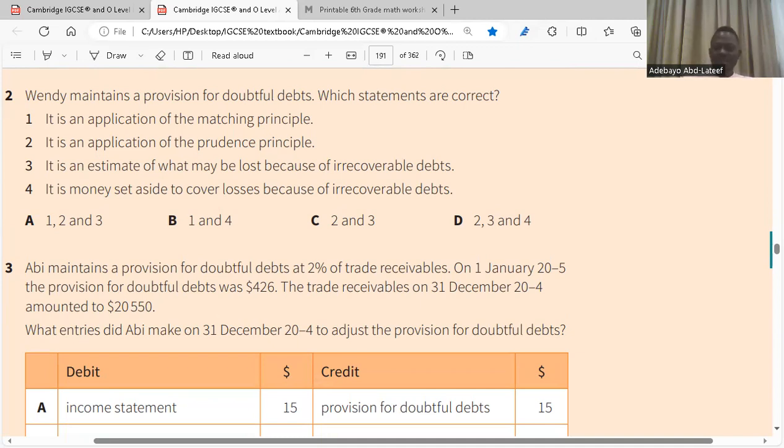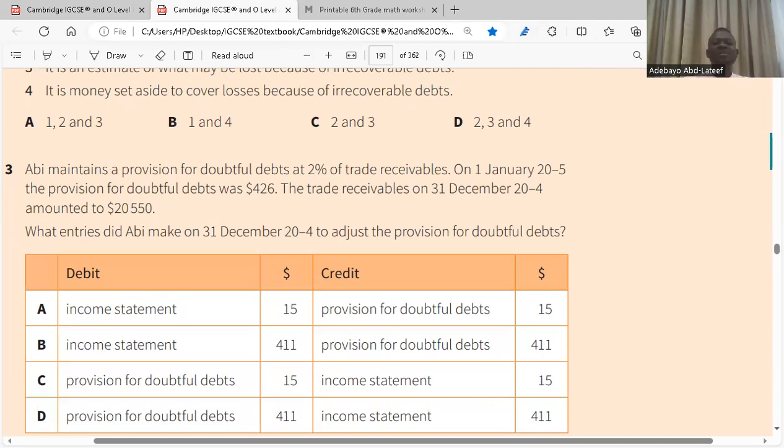Question 3. Abi maintains a provision for doubtful debts at 2% of trade receivables. On 1st January 25, the provision for doubtful debt was 426. The trade receivable on 31st December amounted to 20,550. What entries did Abi need to make to adjust the provision for doubtful debt? So 2% of 20,550 is what?